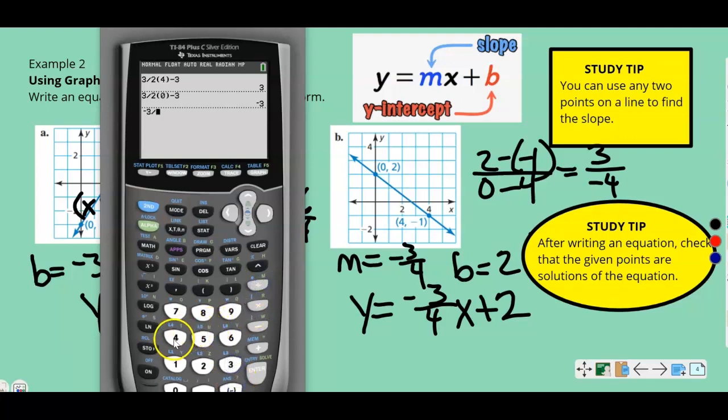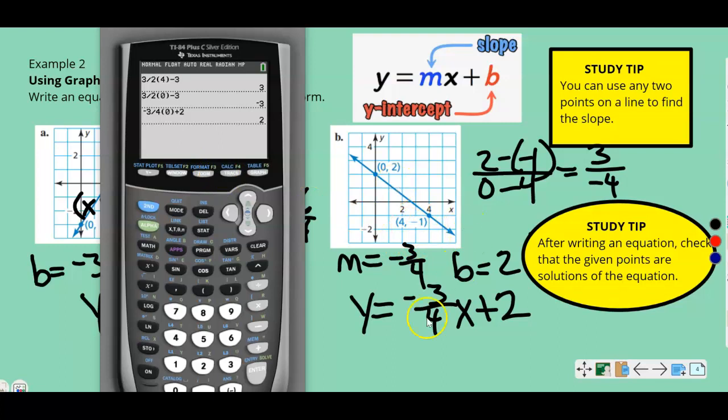Negative 3/4 times. Our first x value is 0. And then plus 2. And that should equal 2. And it does. So we plug in x, we solve for y. That's what we're doing. We're plugging in x to solve for y here.